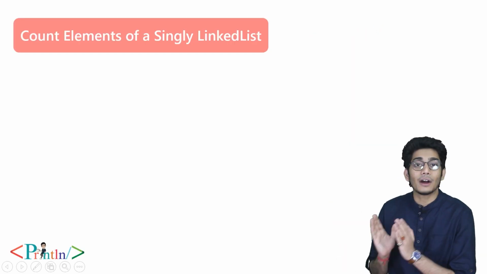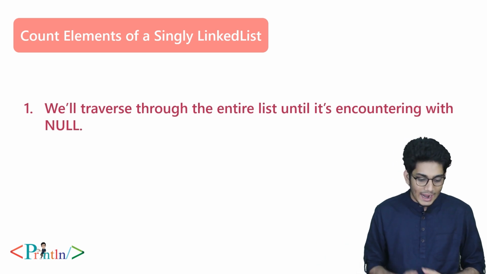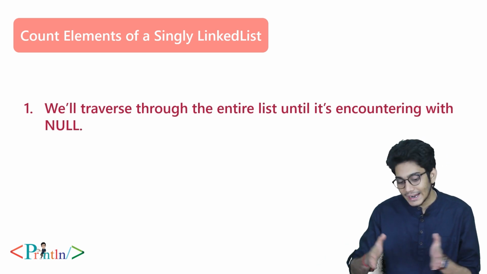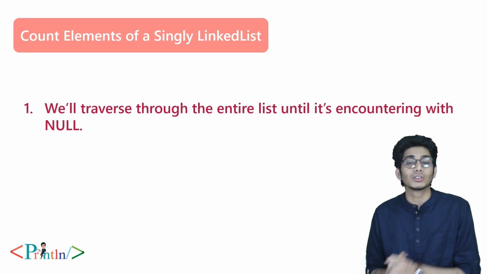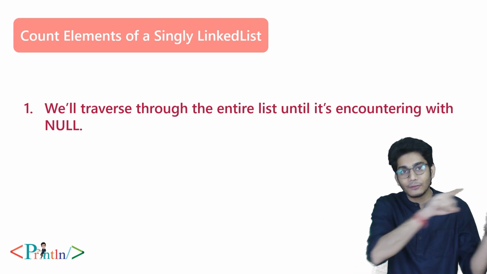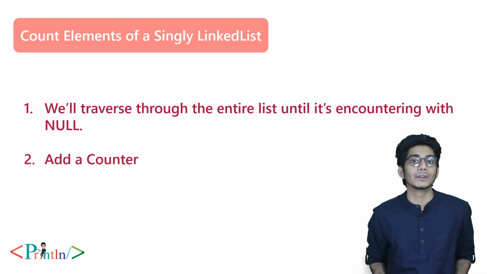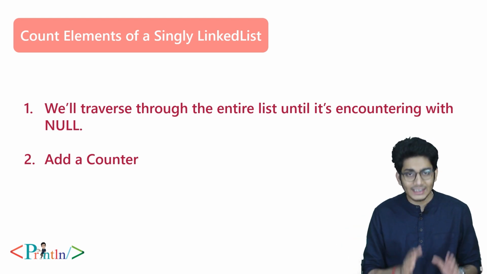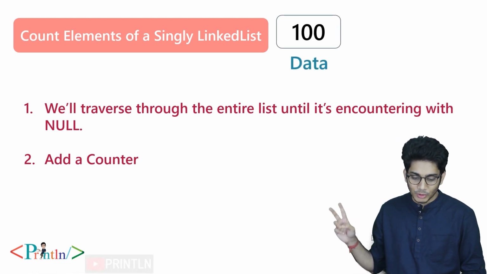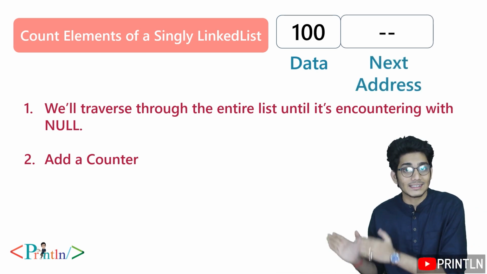Now we'll see how we can count the elements of a single linked list. At first we'll traverse the entire list until it encounters null. So what do we have to do? We have to traverse the entire list. Then we'll just add a counter. Whenever we are accessing an element, we'll increment the counter. Each node has two portions, one is data and one is the next address. The next address of the last node of the list is null.